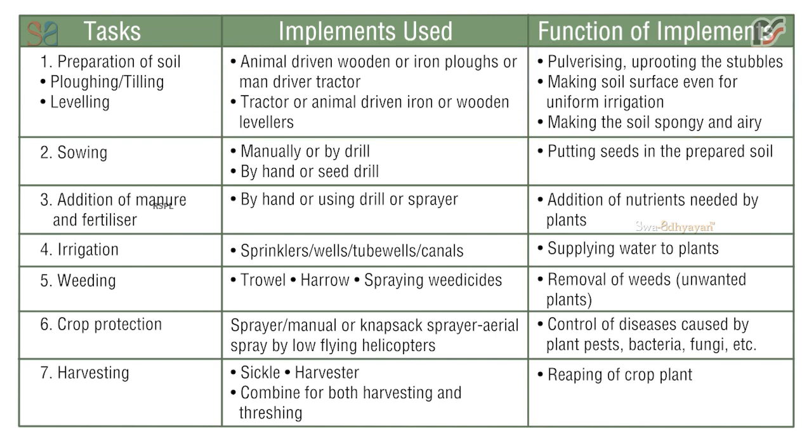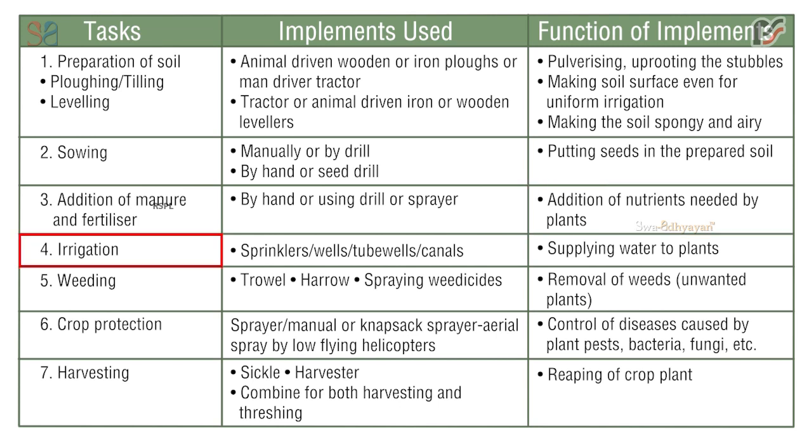Pulverizing, uprooting the stubbles, making the soil surface even for uniform irrigation, making the soil spongy and airy. Number 2, sowing, manually or by drill, by hand or seed drill, putting seeds in the prepared soil. Number 3, addition of manure and fertilizer, by hand or using drill or sprayer. Addition of nutrients needed by plants.